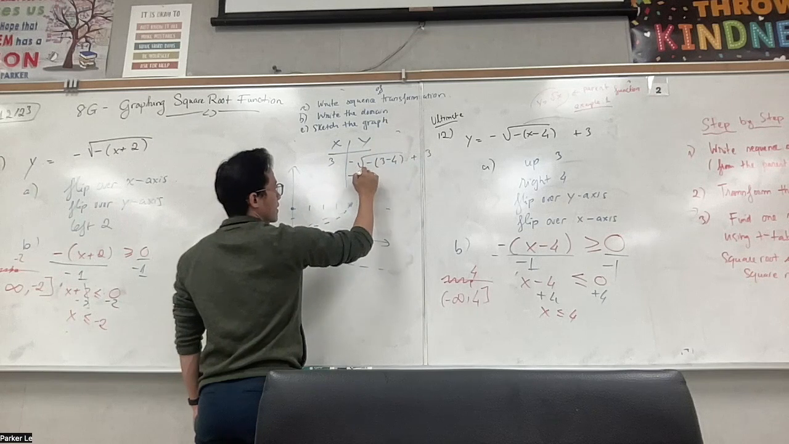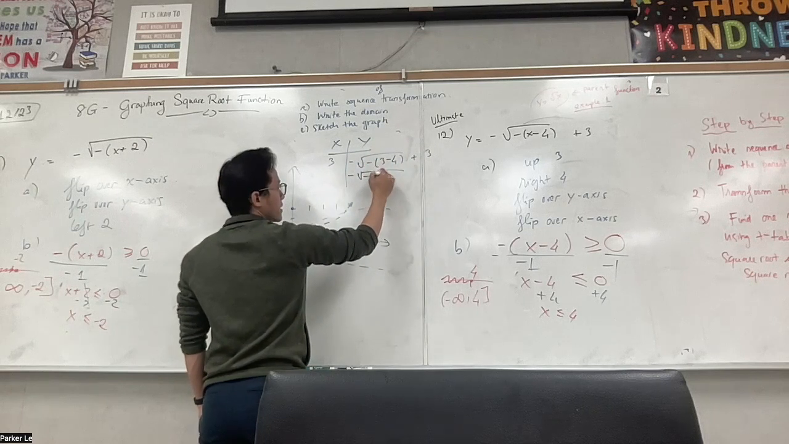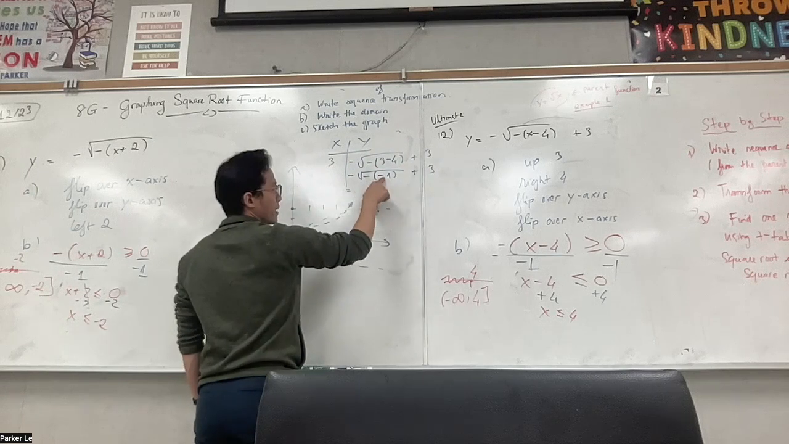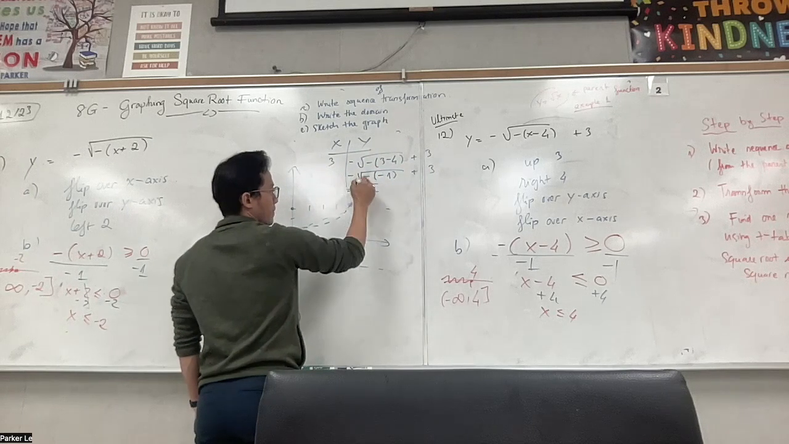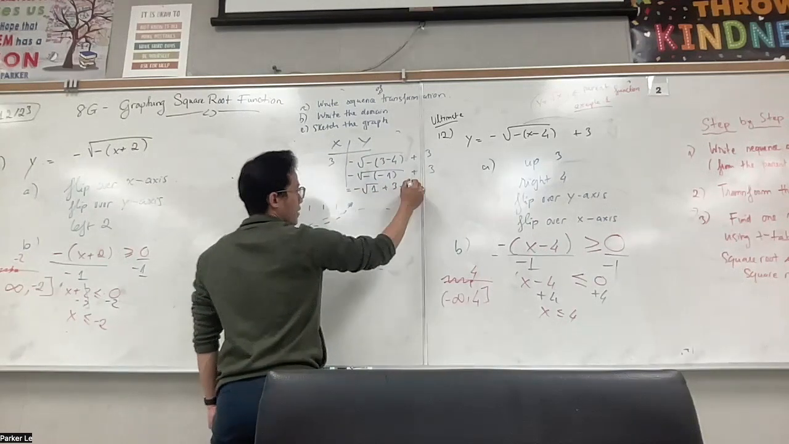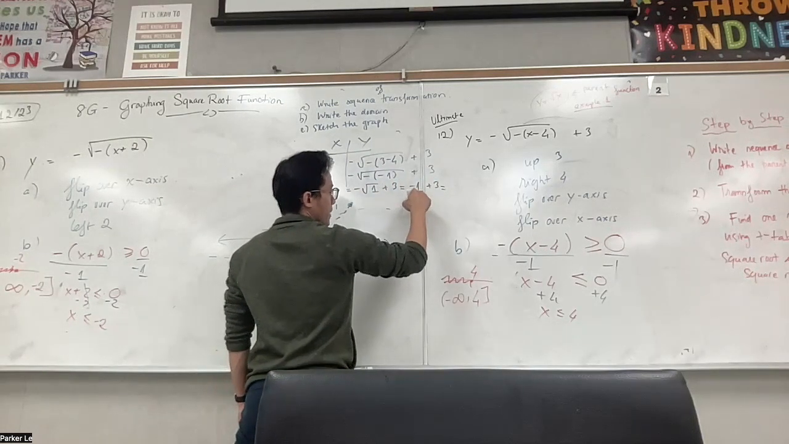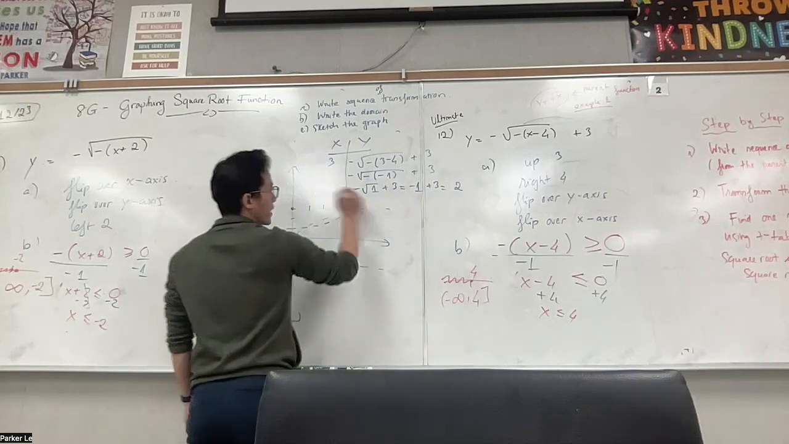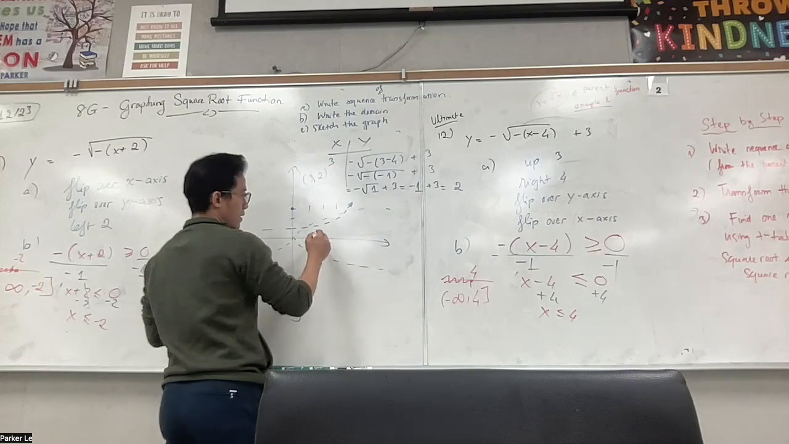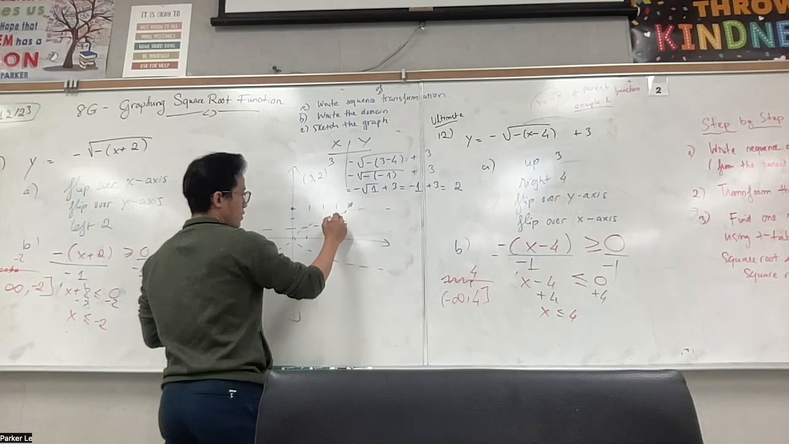Very good. Yeah. So 3 minus 4 is -1. And then negative and negative becomes positive. I still have a negative outside. Don't forget this. So square root of 1 is 1. I have a negative outside, plus 3. Now -1 plus 3 is 2. So the point is 3, 2. Okay. 3, 2 right here.